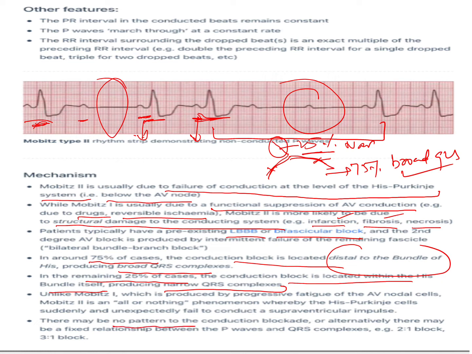In this conduction block, there may be no pattern to the conduction blockade, or alternatively, there may be a fixed relationship between the P wave and the QRS complex, like 2 to 1, 3 to 1, meaning 2 P waves, 1 QRS, 3 P waves, 1 QRS. We will get either no relationship or we will have a fixed relationship between the P and QRS complexes.